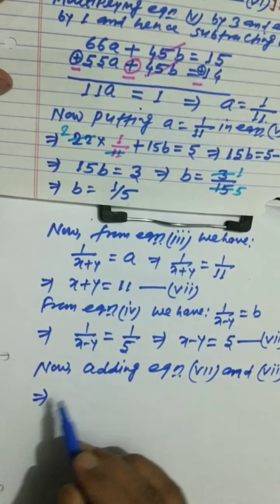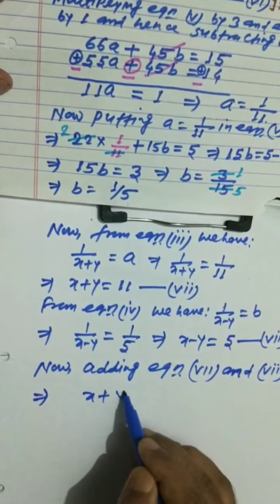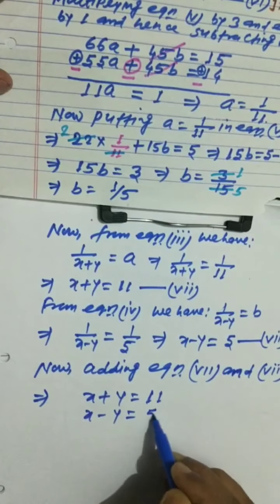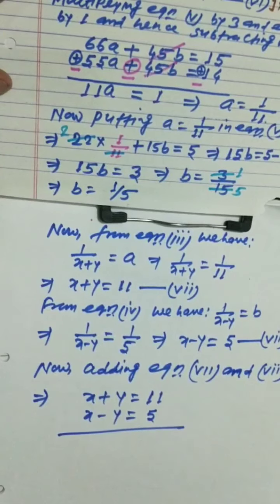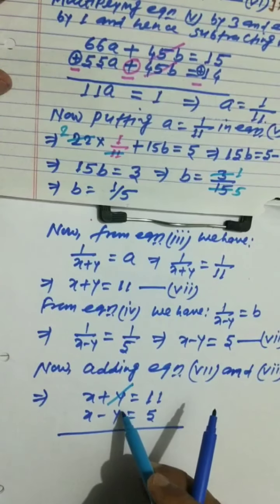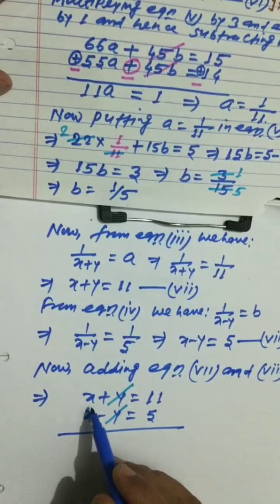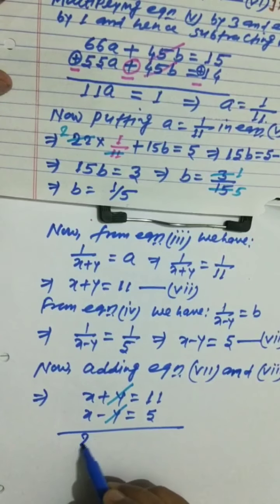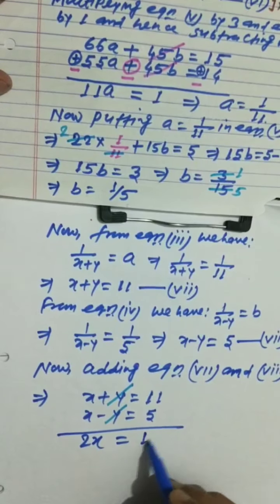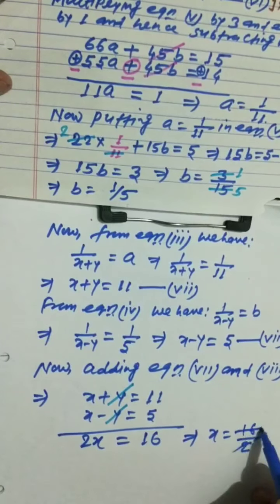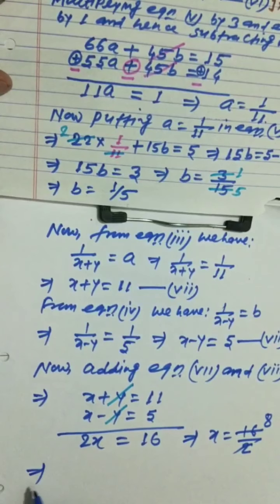x plus y is equal to 11 and x minus y is equal to 5. Now you have to add them, so there is no need to change the sign. Plus y and minus y will be cancelled, and you will get x plus x will be 2x, and 11 plus 5 will be 16. This implies that x will be equal to 16 by 2. 2 8s are 16, and this implies that x will be equal to 8.